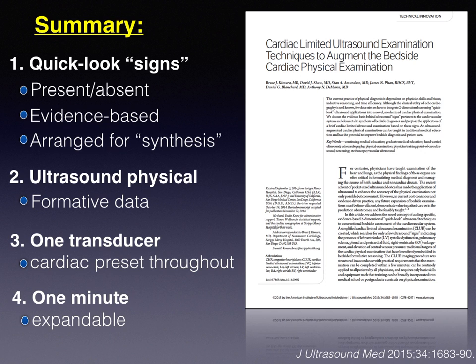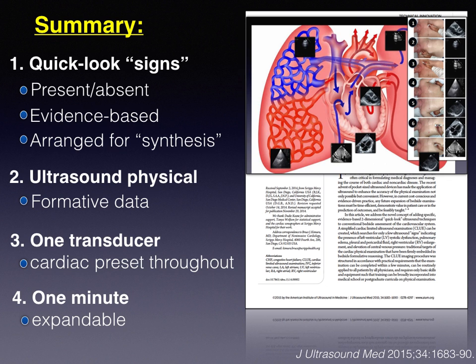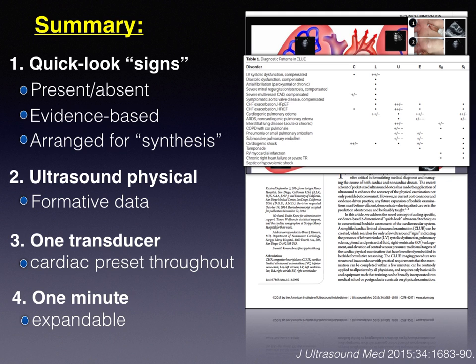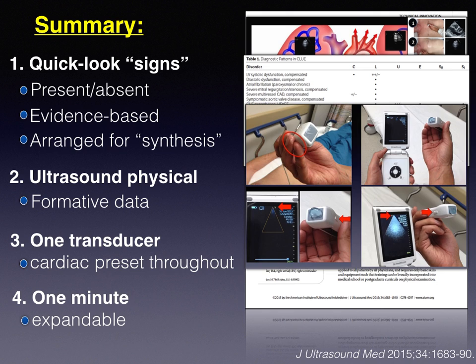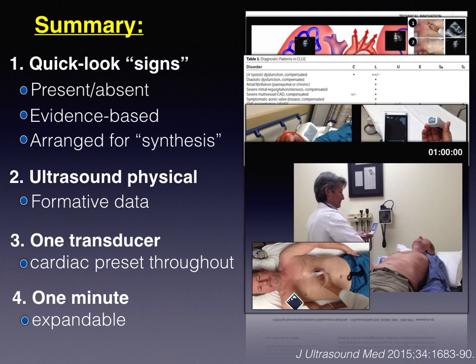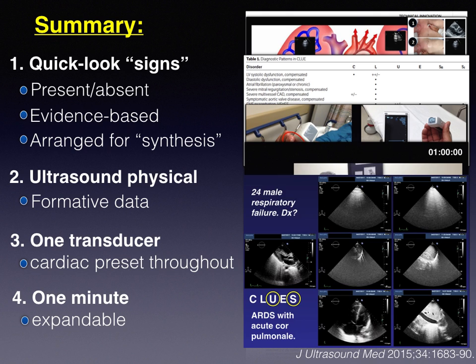So in summary, we've talked about how CLUE is a collection of quick look signs that are either present or absent and are evidence-based. That CLUE is an ultrasonic physical where you get formative data to create a differential diagnosis, and that with CLUE you have one transducer, one cardiac preset, one dollop of gel, and you perform the one exam in 1 minute, although it is expandable. You've learned to work backward against the flow of blood. You've learned the CLUE mnemonic to remember the differential diagnosis as well as the imaging order. You've learned to hold the probe with one grip and the reasoning behind that and orientation of images as a result of this. And then finally, you've learned how to complete this exam within a minute. A case has been shown where you've used the data from CLUE to make a life-saving diagnosis.